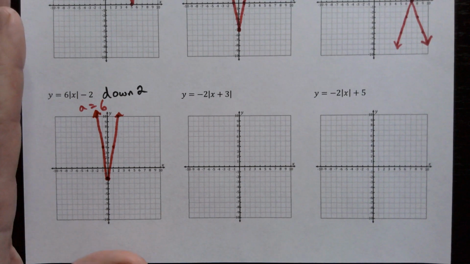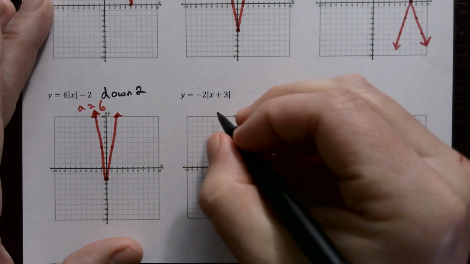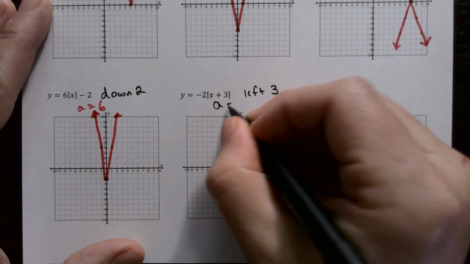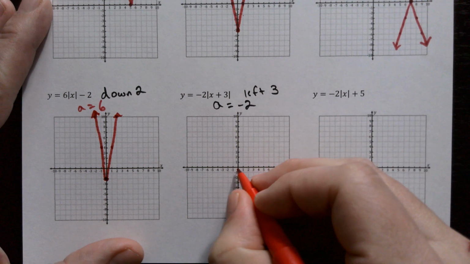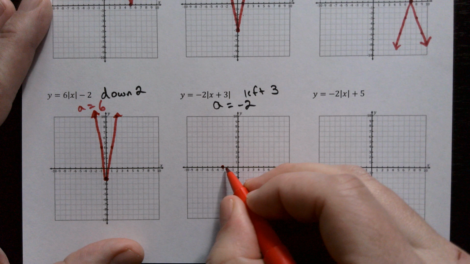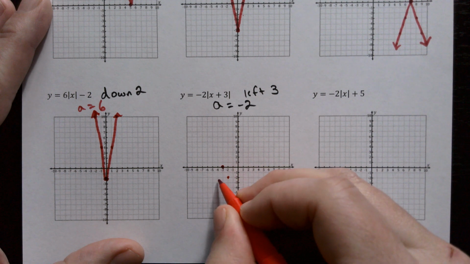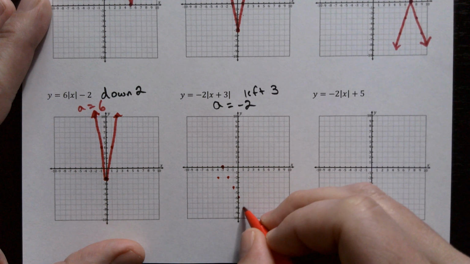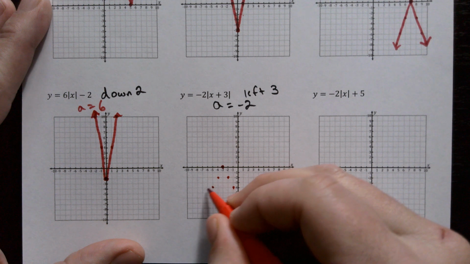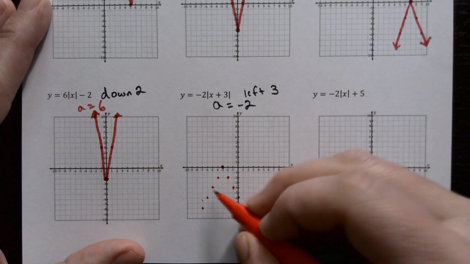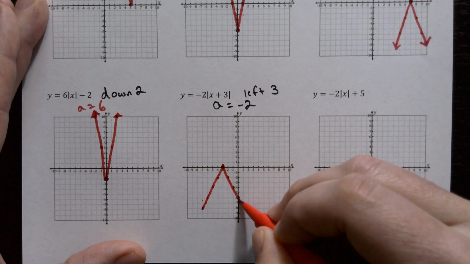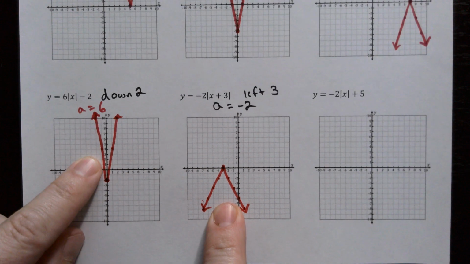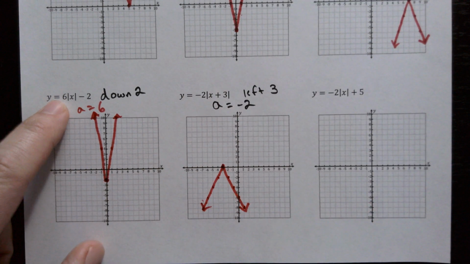The next one's got a +3, which will make it go left 3. Our A is -2. So let's make our new vertex at -3, and then over 1, down 2, because our A is -2. Over 1, down 2. Go again, over 1, down 2, over 1, down 2. You can do this as many times as you want. Then connect the dots. And there you go. Notice that one's a little bit wider than this one because the number in front, a 2, is not as big as a 6.